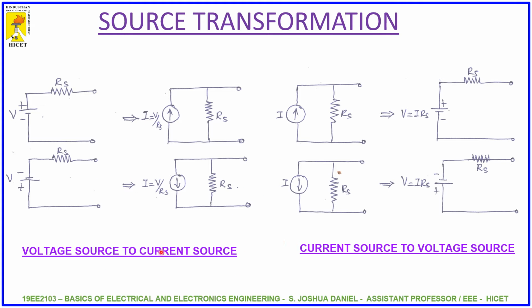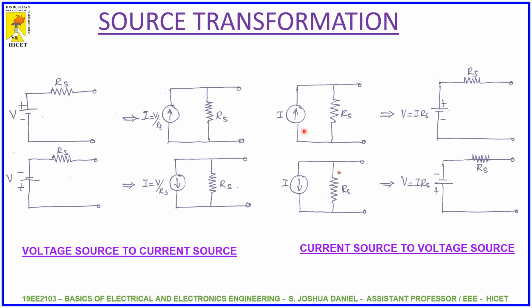Next, let us see what source transformation is. If a voltage source is given, how do we transform it to a current source? You know Ohm's law. This is the voltage source in series with the resistance Rs. How to find the current source? I is equal to V divided by Rs. We know the value of V and we know the value of Rs, so we can find the current source value I. The value of Rs is directly connected here as a parallel resistance. This is how we convert a voltage source to a current source.